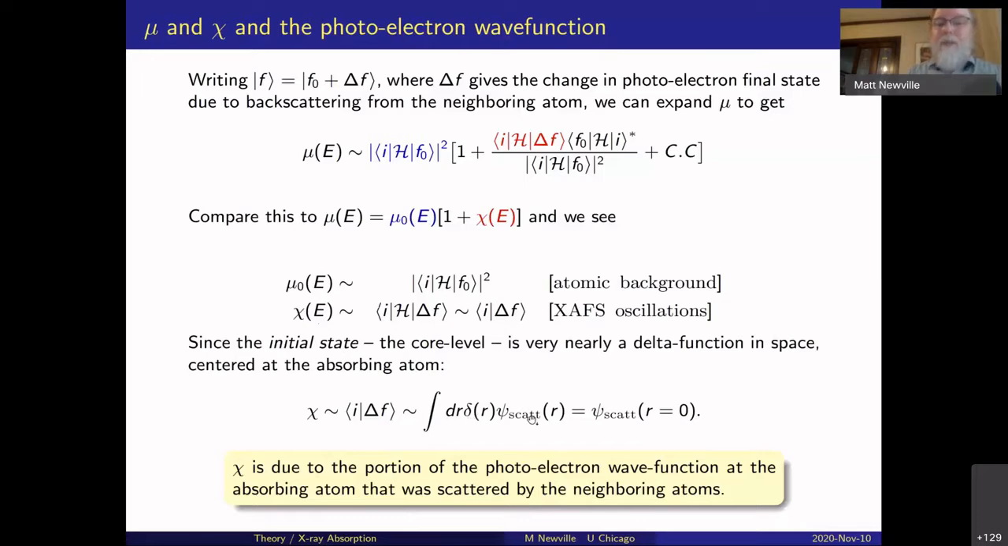And the perturbation, the change, this delta F, is just the scattered portion of the photoelectron. So the photoelectron goes out, and part of it comes back. That scattered part is what's changed at the atom. So the chi is due exactly and only to that part of the photoelectron that makes it back to the central atom. It's the intensity of the amplitude of that wave function of the scattered photoelectron at the origin, overlapping the 1s electron.